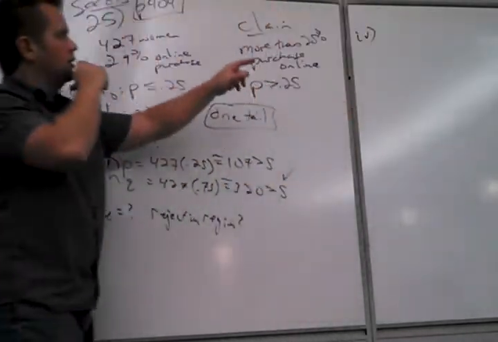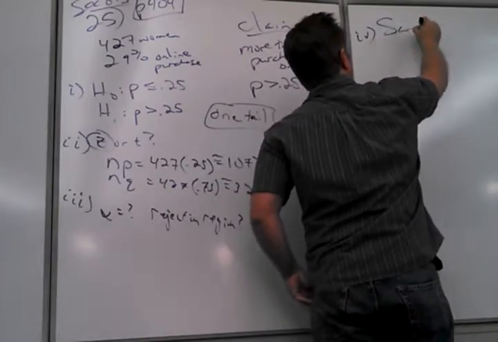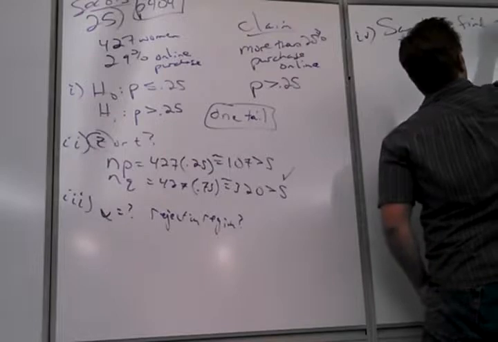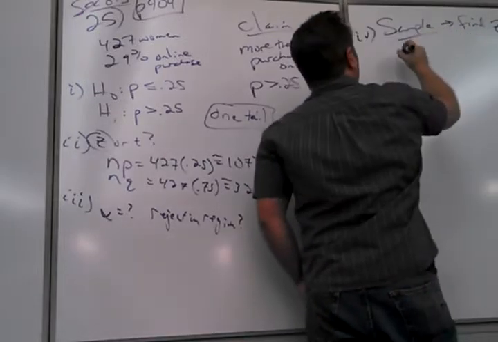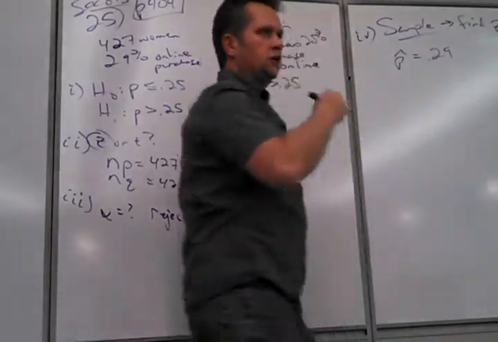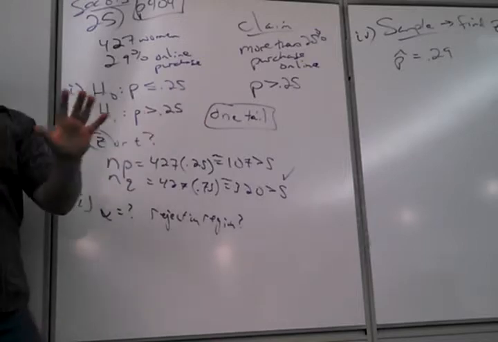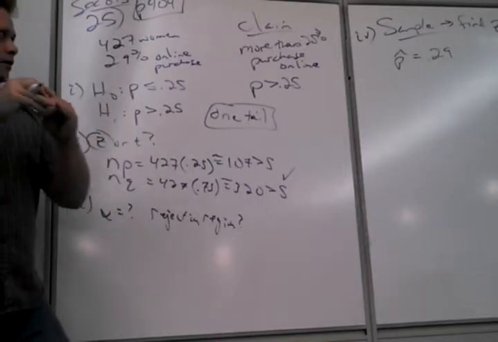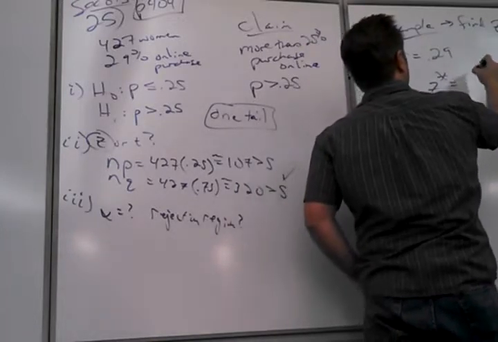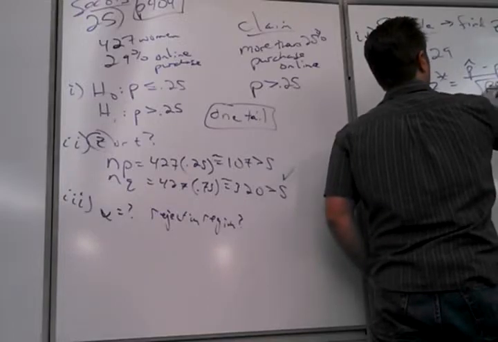So what's my p hat? 125. Yeah, because now I want to look at the sample and find, what do I want to find? Z star. So p hat, they just give it to me. I don't have to calculate it. It's 0.29. Do I need q hat? No, I don't. Because I'm going to use p and q because I have it. So that's really all I need. So then the z-score, z star, is p hat minus p over square root of pq over n.